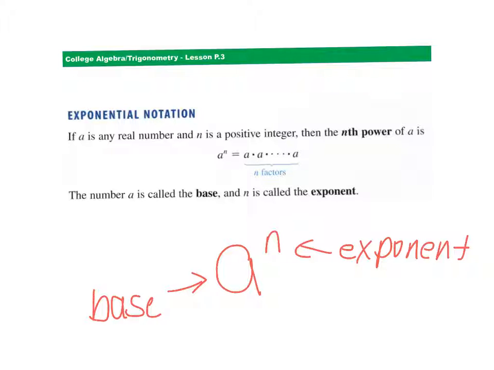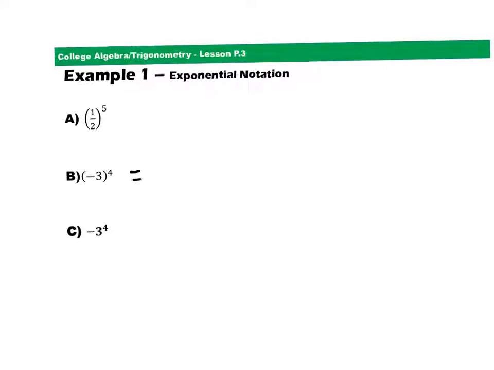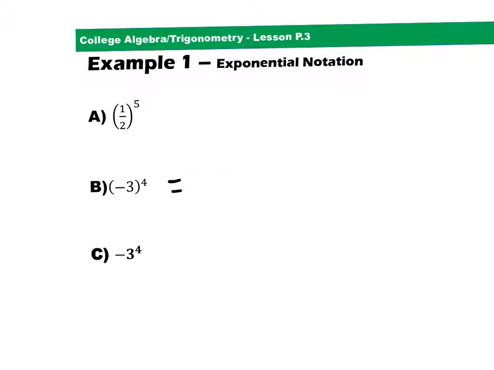What does it mean? What does an exponent mean? Like if I have 4 to the third power, what does that mean? 4 times itself 3 times. You're multiplying that number, that base, by itself however many times that little number says. So if we have this, I have 1/2 to the 5th power. Now, there's a bunch of rules we have to remember and we have to follow, so make sure you guys are paying attention to this.